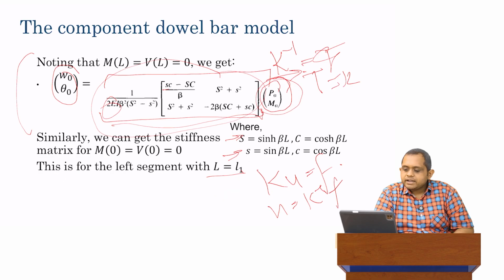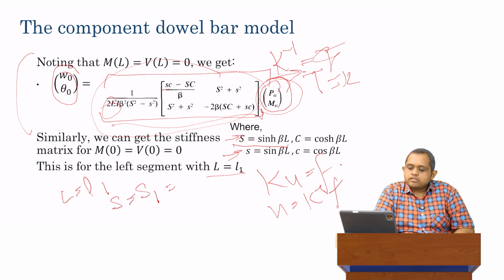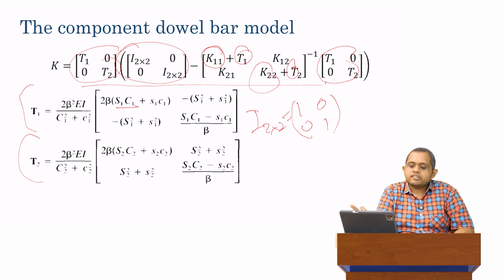So we had previously defined over here S is this. So if we substitute L is equal to L1, then we simply write S is equal to S1. So S1 is basically sinh beta L1. And similarly, lowercase s1, lowercase c1, capital C1, and similarly for L is equal to L2. That's basically what these additional terms are.